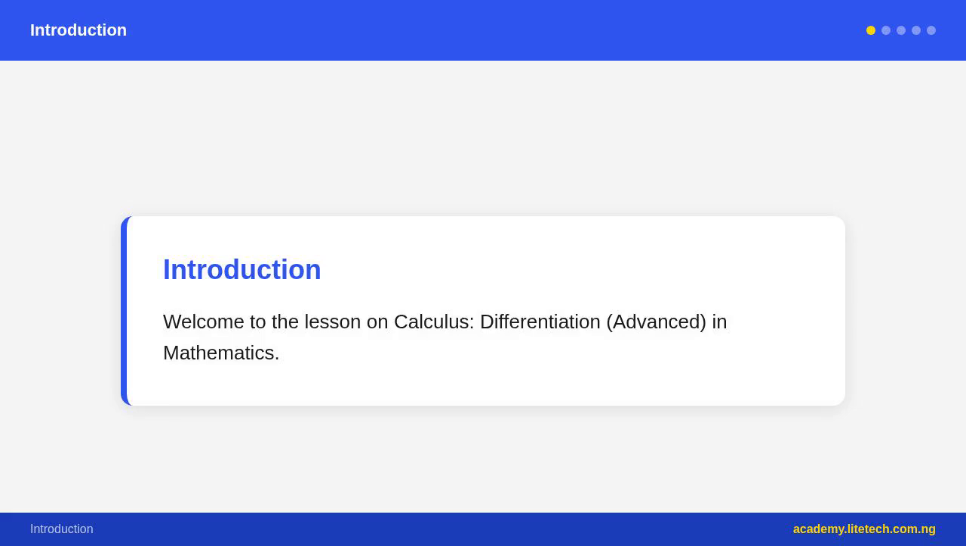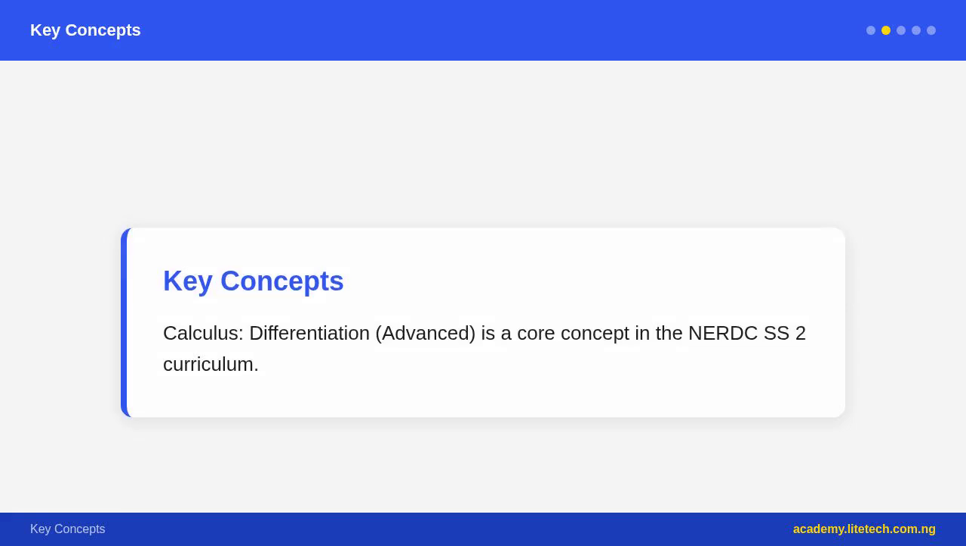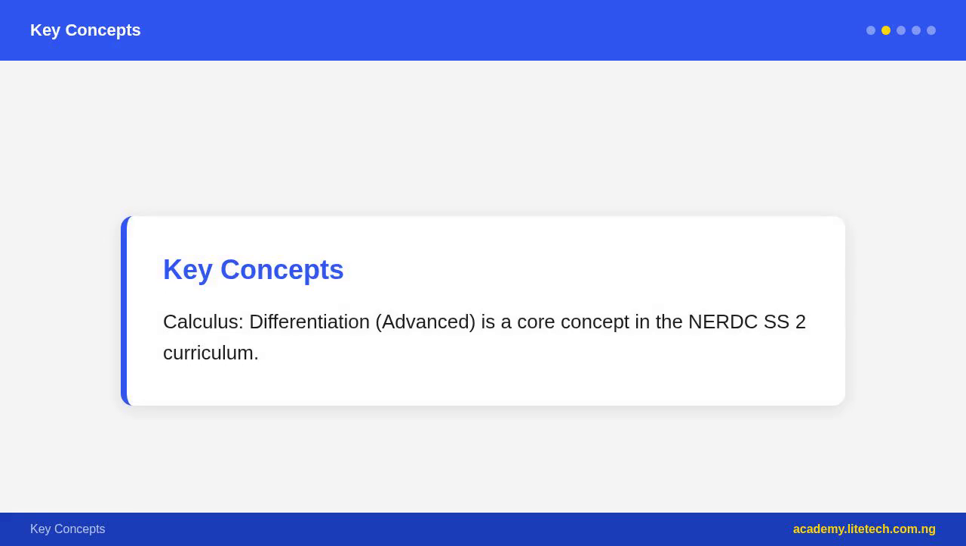When 2 functions are multiplied together, we cannot simply differentiate each part separately. The product rule states, if y equals u times v, where u and v are both functions of x, then dy over dx equals u times dv over dx plus v times du over dx. In words, differentiate the first, keep the second, then keep the first, differentiate the second, add the results.